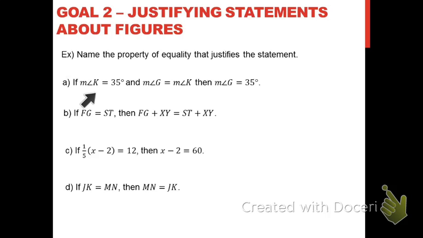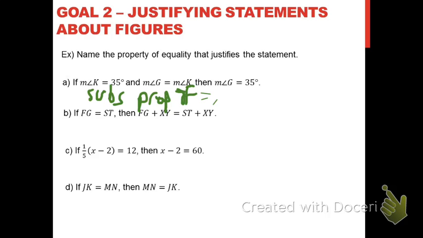Okay, for this first statement that says that if the measure of angle K equals 35 degrees and the measure of angle G equals the measure of angle K, that the measure of angle G equals 35 degrees, that statement could actually be justified 2 different ways, and I would accept either one of them. One property you could say that you would use to justify that is the substitution property of equality. So if you put that, I can count that as correct. And the reason the substitution property would work is that you can say you took the measure of angle K in this equation right here, and you replaced it with 35 degrees because that's what the measure of angle K was equal to. So you substitute this value right there.